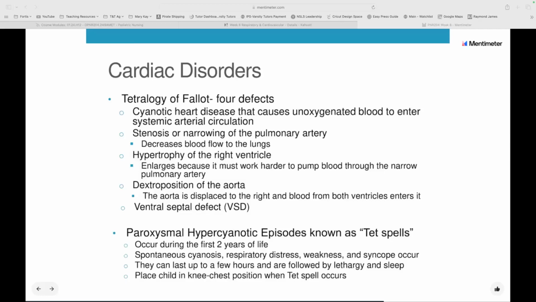One of the things that we see with these kids is these TET spells, or the paroxysmal hypercyanotic episodes. They typically occur during the first 2 years of life, and the child will suddenly turn blue, have severe respiratory distress, weakness, and they can pass out. It can last up to a couple hours, and afterwards, they're going to be really lethargic and sleepy.